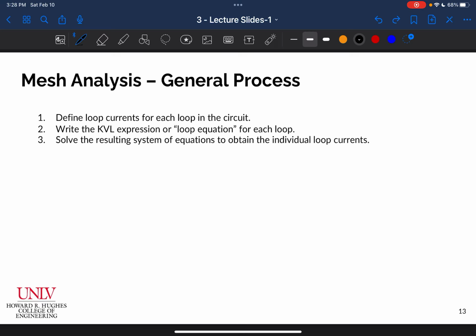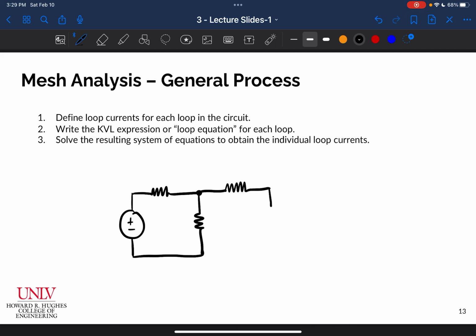Okay, so this is what we're going to do. Let me go ahead and draw a circuit. So each one of these is clearly a loop. We've got a loop here and we've got a loop here, right? And we're going to go ahead and ground this.